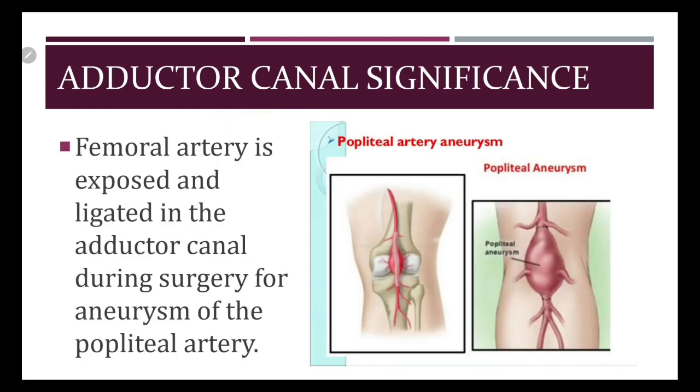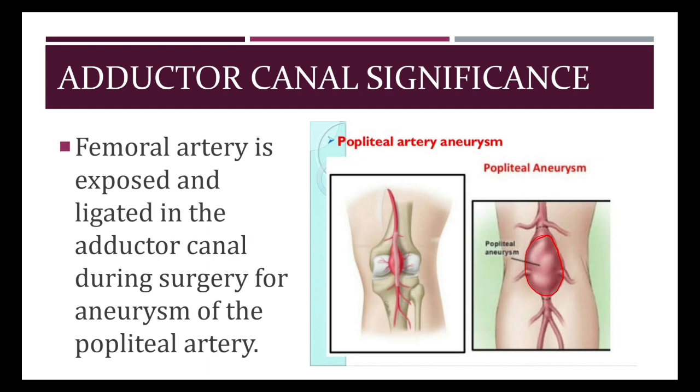Moving ahead, we have adductor canal significance. The femoral artery is exposed and ligated in the adductor canal during surgery for aneurysm of the popliteal artery. So you can see here in the picture, this is popliteal aneurysm. What is aneurysm? It is a ballooned or weakened area of the artery. So this popliteal aneurysm is present in popliteal fossa.